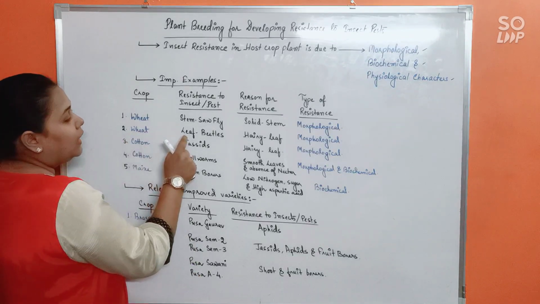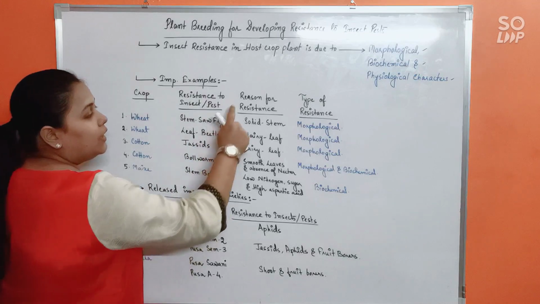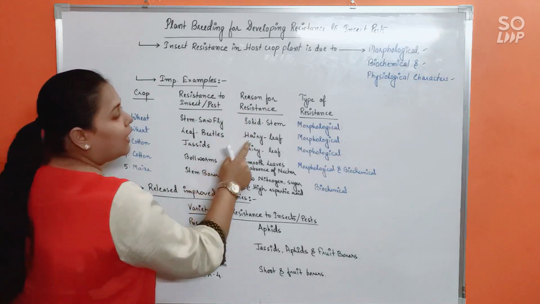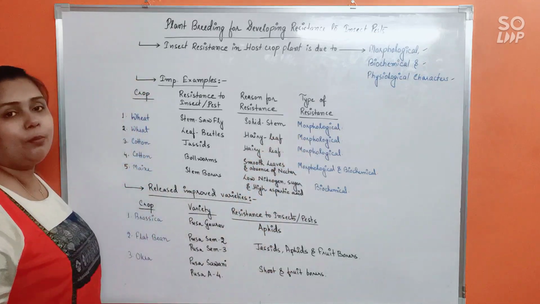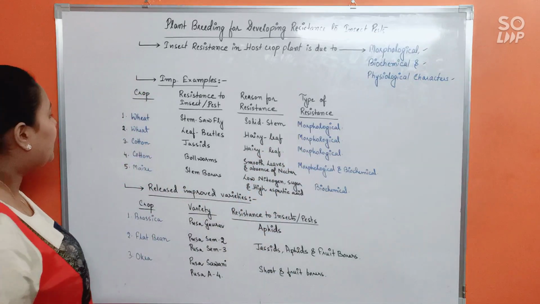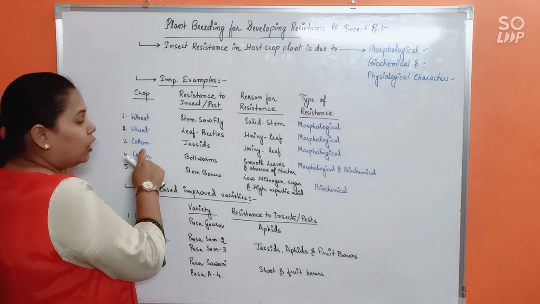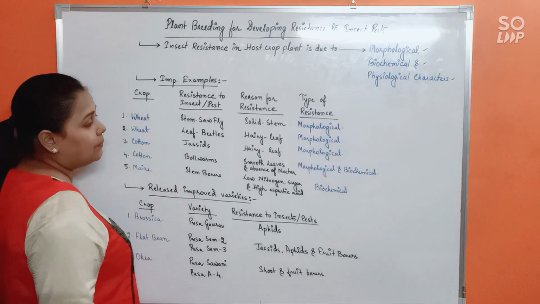Again, wheat and leaf beetles. The reason for resistance will be the hairy leaf. And of course, hairy leaf is again a morphological character, right? Next, cotton. Cotton is resistant to jassids. Now why?